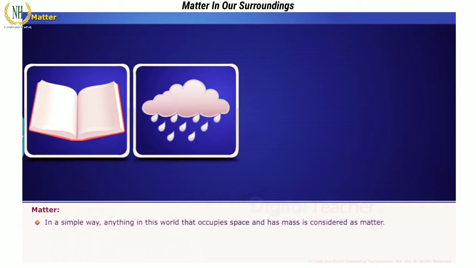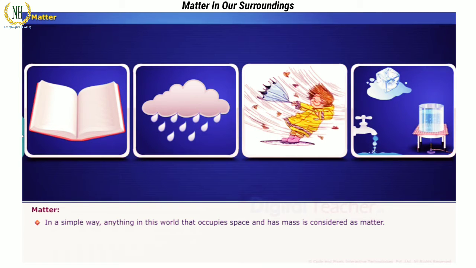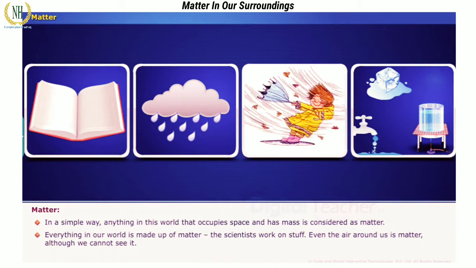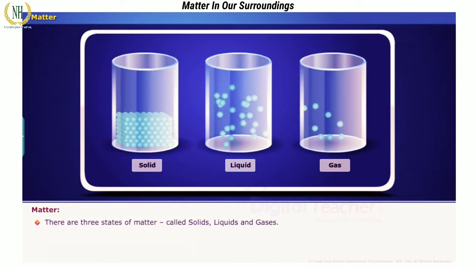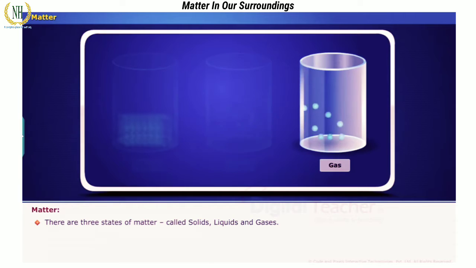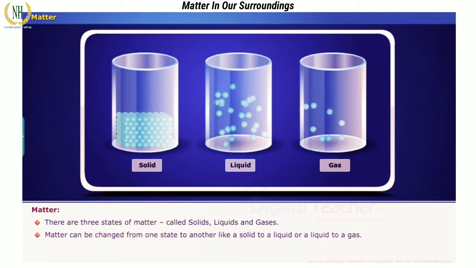Matter. In a simple way, anything in this world that occupies space and has mass is considered as matter. Everything in our world is made up of matter. Even the air around us is matter, although we cannot see it. All the things around us which exist in a variety of shapes, sizes, and textures is matter. There are three states of matter called solids, liquids, and gases. Matter can be changed from one state to another, like a solid to a liquid or a liquid to a gas.